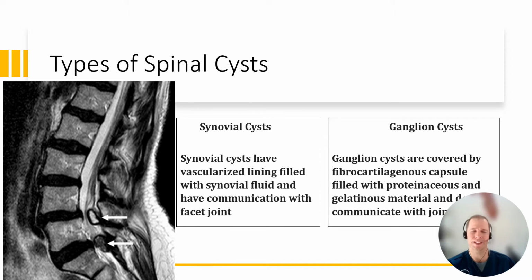Now, there are several different types of spinal cysts. I'm going to talk mainly about synovial cysts, which communicate with the facet joint, versus ganglion cysts, which are more fibrous, gelatinous material. Those really are more of a surgical indication.